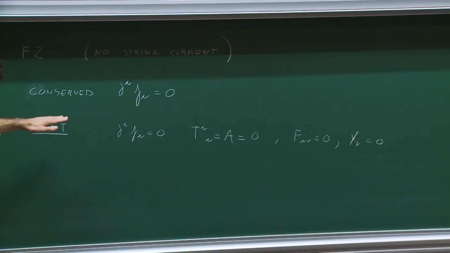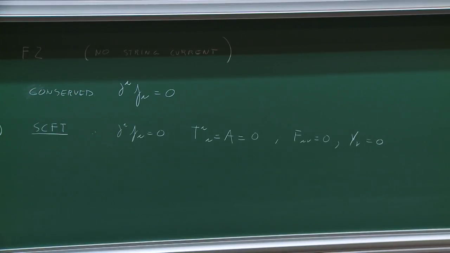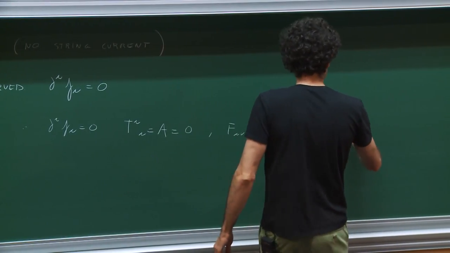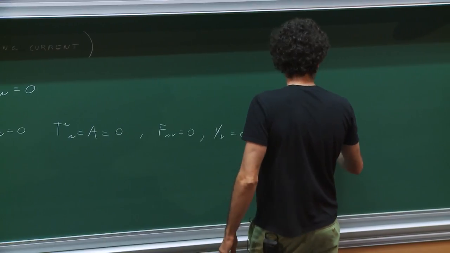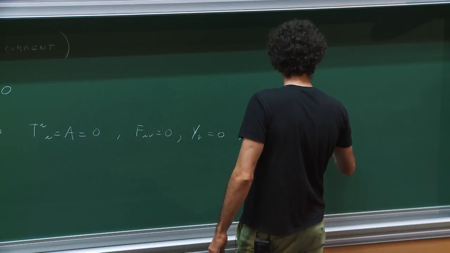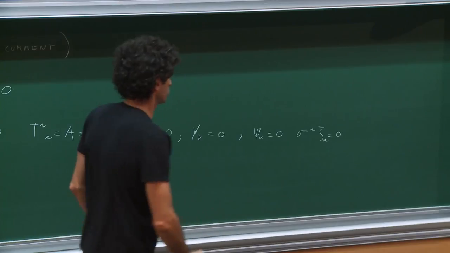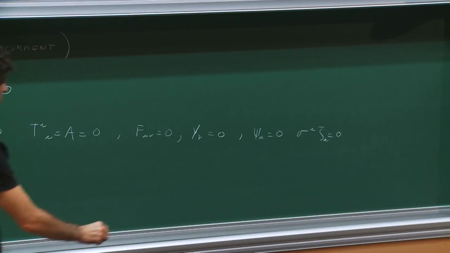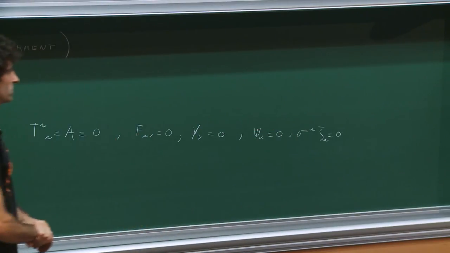And there are also conditions on the fermions, namely what you find is that psi alpha is equal to zero and sigma mu s bar is equal to zero, and similarly for psi bar and s. So these are indeed the conditions that need to be satisfied for the supercurrent to actually be the S multiplet.